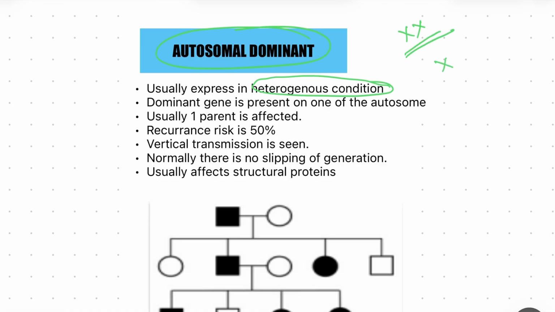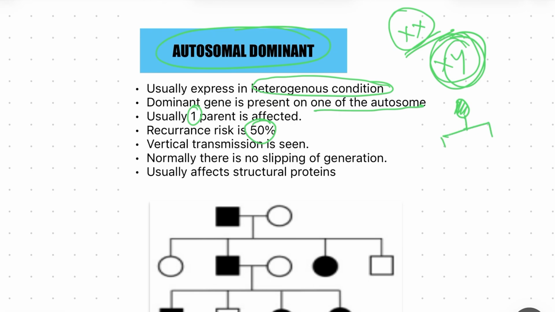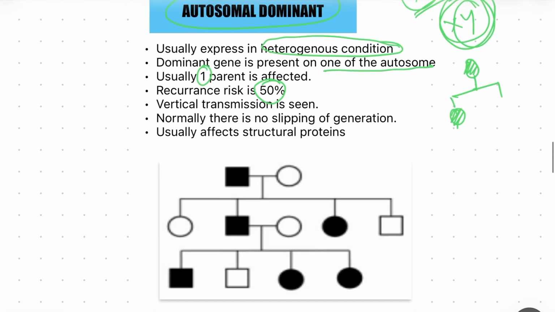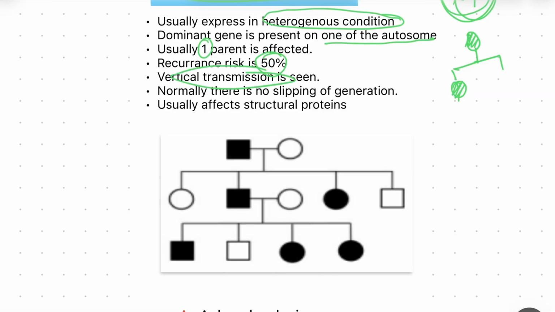So the topic is autosomal dominant, usually expressed in heterozygous condition. This means it won't be expressed in XX, it will be expressed in XY condition. So we call this a heterozygous condition and this a homozygous condition. The dominant gene is present on one of the autosomes. Usually one parent is affected, so the recurrence risk will be 50%. If a parent is affected, the chance of the child being affected is 50%.